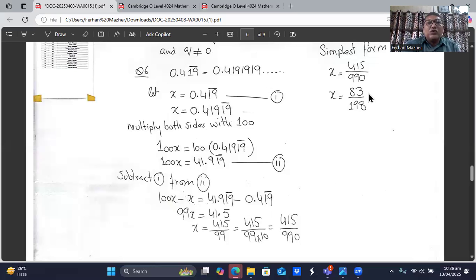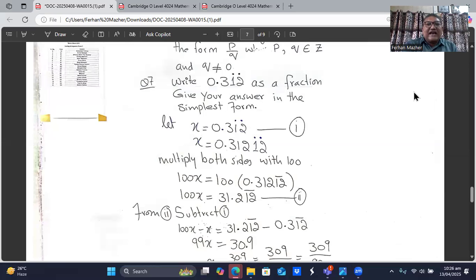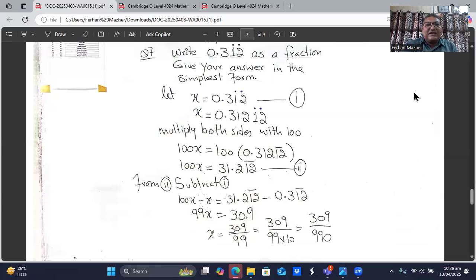I hope you understand this sixth example. So you see, in this we converted a non-terminating recurring decimal fraction into a simple fraction. Okay, so let's go to the next example, and that is example number 7.